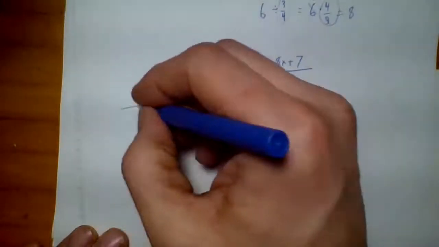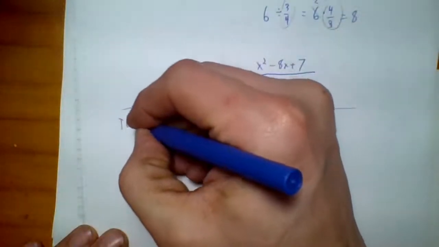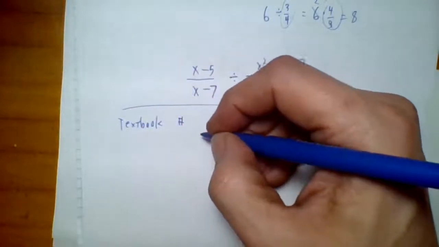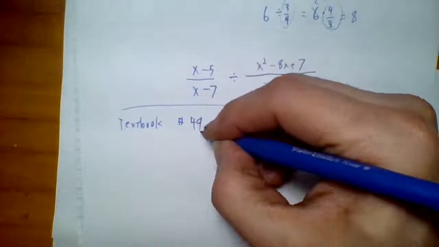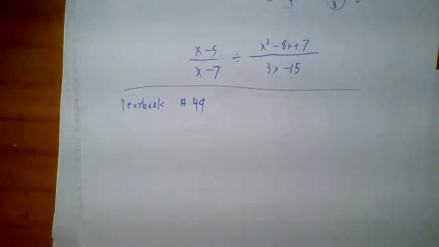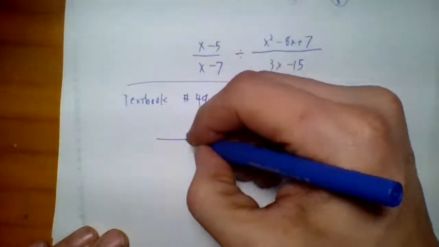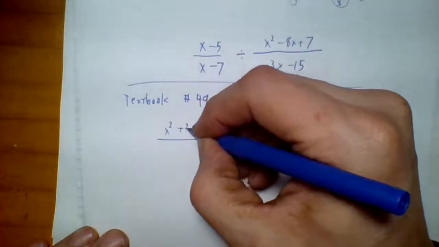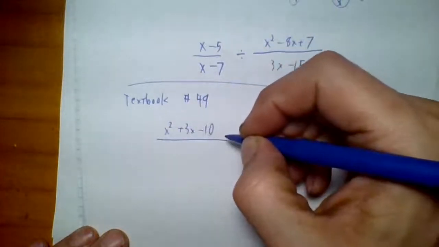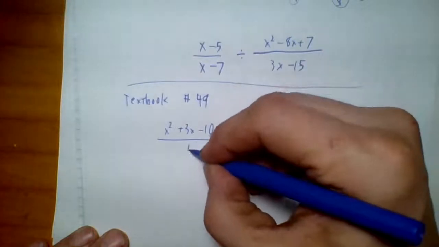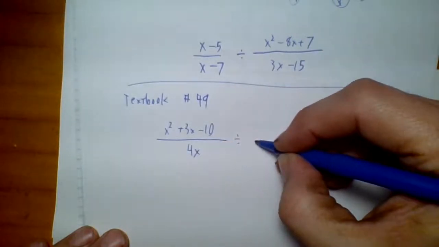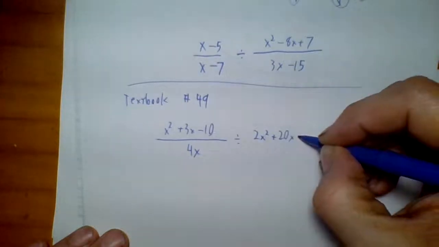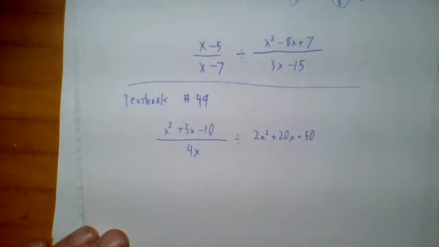So this is coming from the textbook. I'm going to do number 49. Strange division problem because one of them doesn't look like a fraction to start with. So 49 is x squared plus 3x minus 10 over 4x divided by 2x squared plus 20x plus 50.